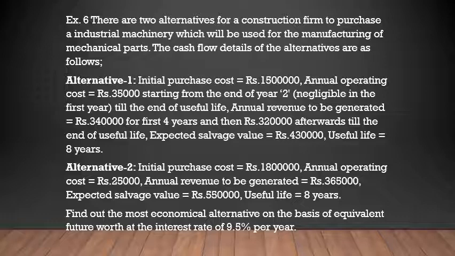At an interest rate of 9.5%, that is the only difference here. Normally they used to give us 9%, 10%. Here they have given it as 9.5%. Whenever you are given such an interim value, again you can follow two methods.